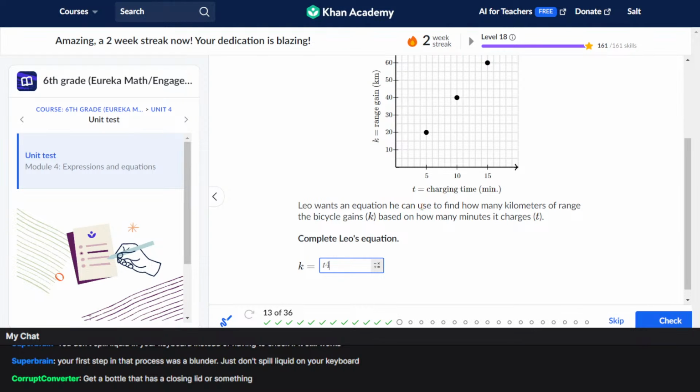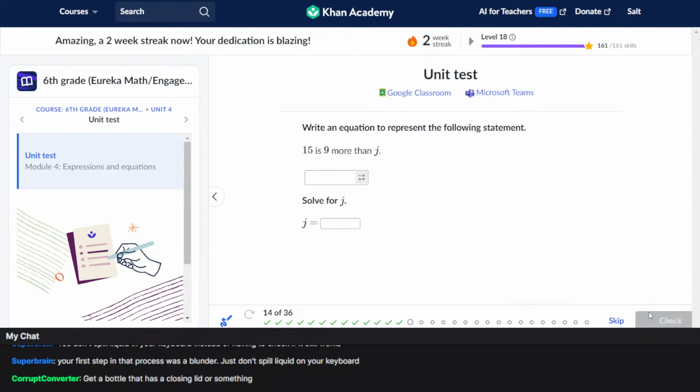Just don't spill liquid on your keyboard. That's easier said than done. I didn't even spill from a cup. I spilled because I can't close my mouth. That's why I spilled.